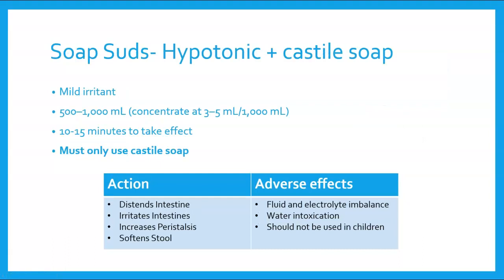Okay, our soap suds enemas have the same precautions and adverse effects as our other hypotonic enema, the tap water enema, but this one is water with castile soap. The castile soap is a mild irritant that stimulates peristalsis. It also distends the intestines, like our other hypotonic enema with the tap water, increases peristalsis, and softens the stool.